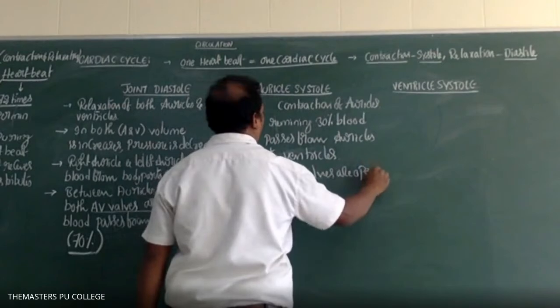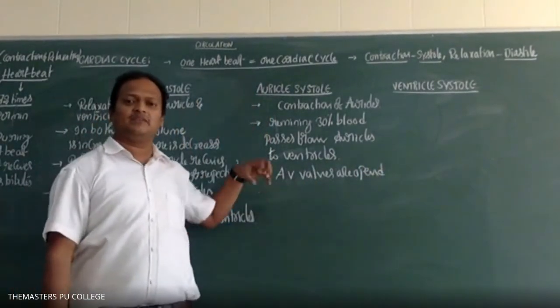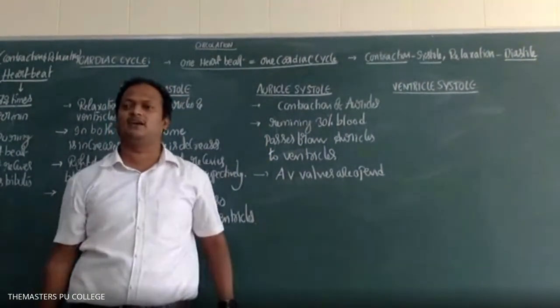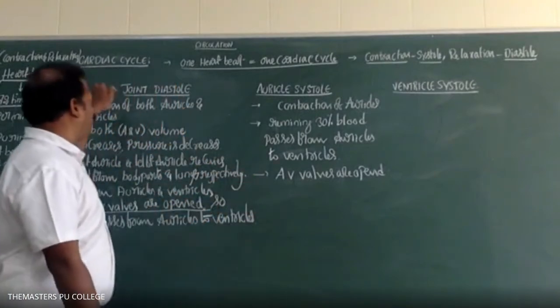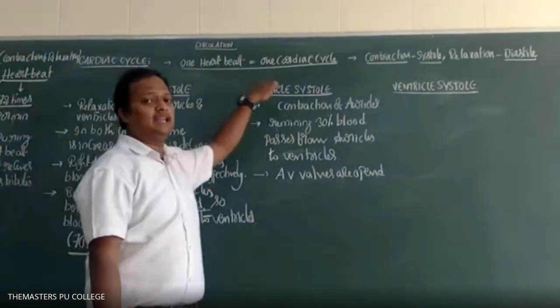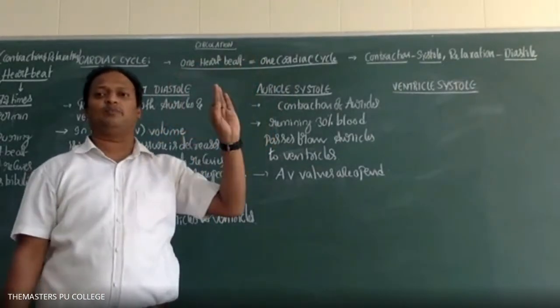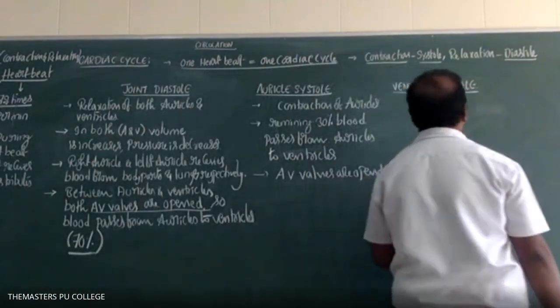Why are these open? How does ventricular filling take place? Because the AV valves are open, through the valves only blood passes from auricles to ventricles. Is it clear? So in both joint diastole and auricle systole, which valves are open? AV valves are open. Is it clear or not? Okay. Next step, third stage.